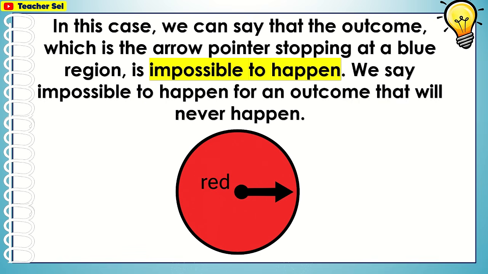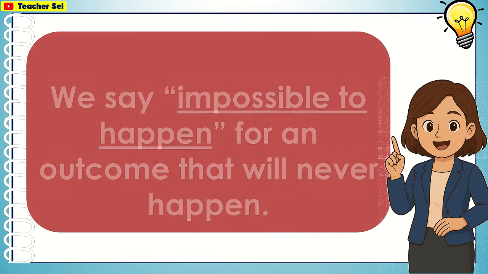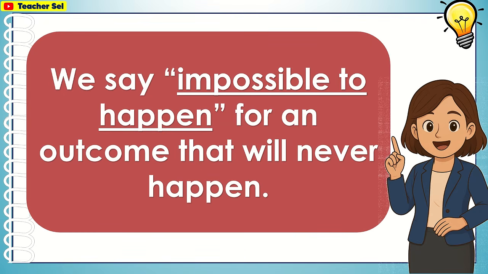In this case, we can say that the outcome, which is the arrow pointer stopping at a blue region, is impossible to happen. We say impossible to happen for an outcome that will never happen.